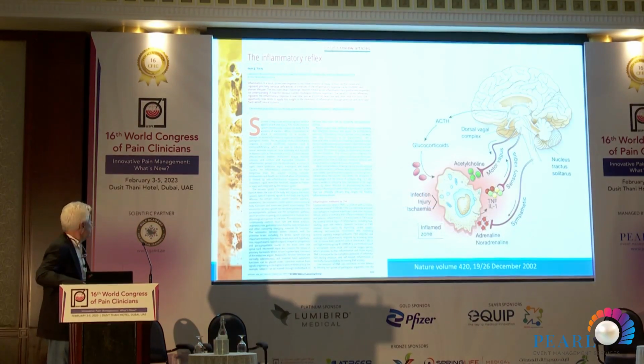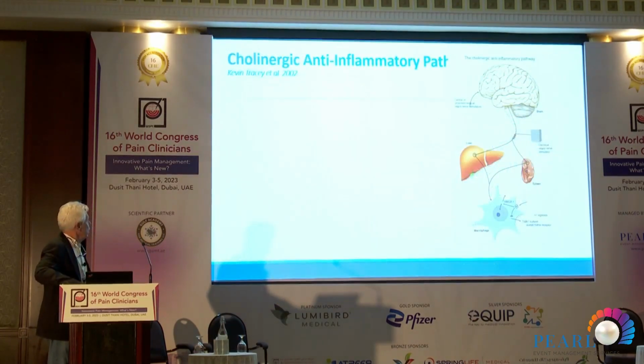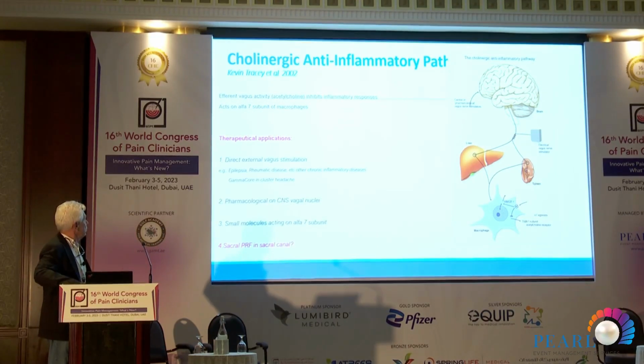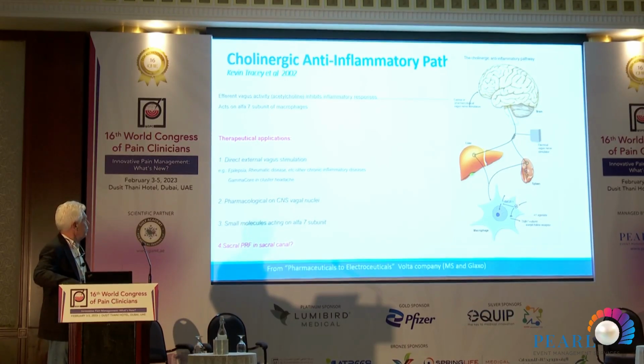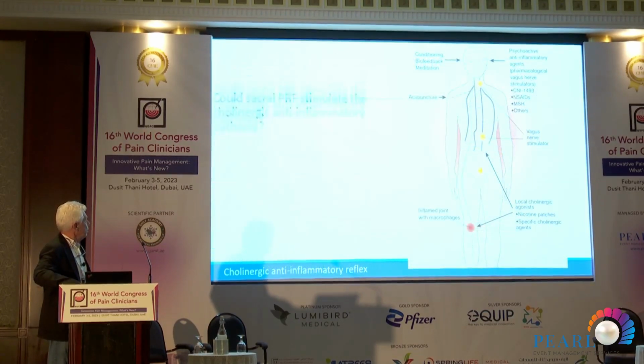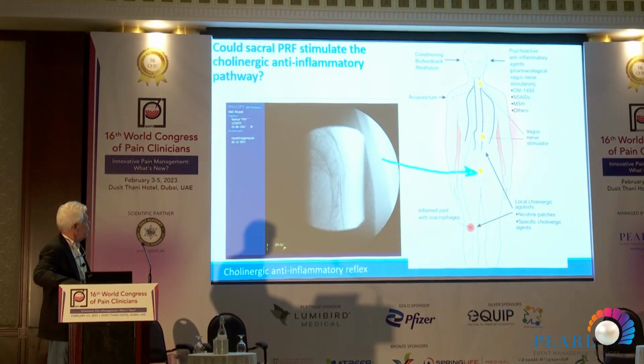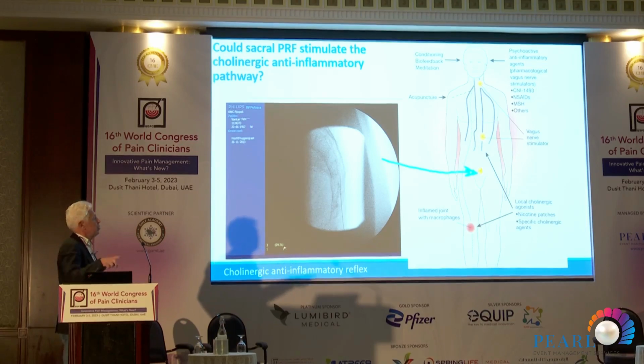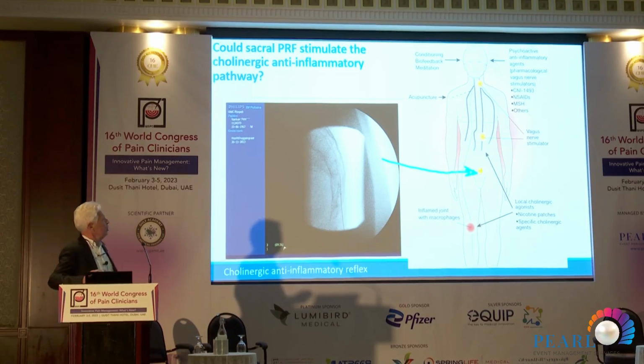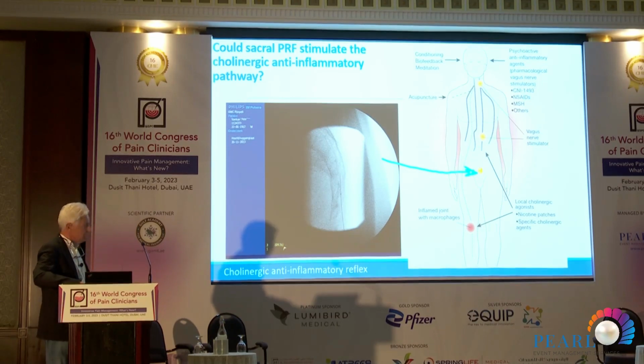You see the slide again. I showed you already this very good article of the inflammatory reflex. I showed you also this slide about the stimulation of the cholinergic inflammatory pathway. And the sacral cluster, I showed you already yesterday, but that's a possibility because in the sacral region there's the parasympathetic innervation. If you stimulate the parasympathetic innervation, you could stimulate the cholinergic inflammatory pathway.